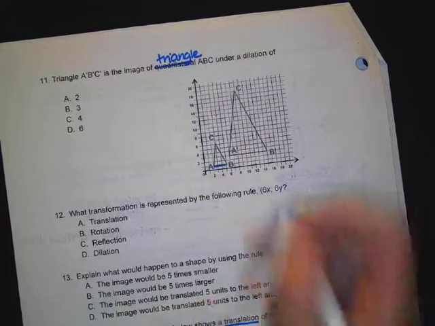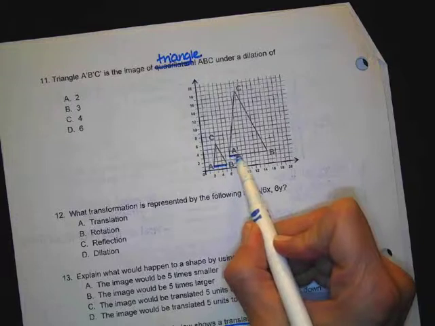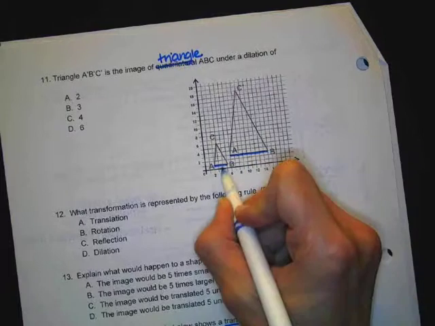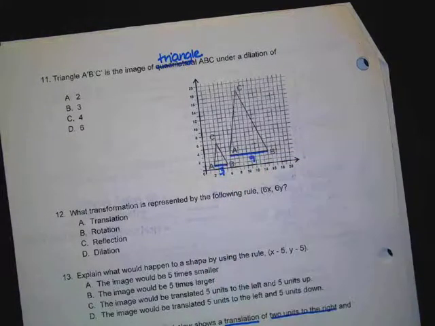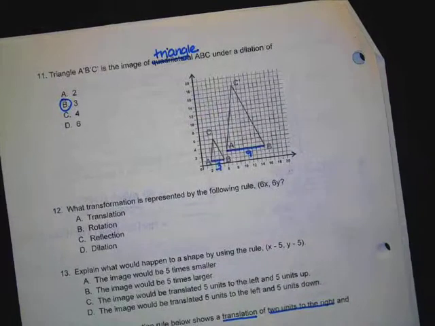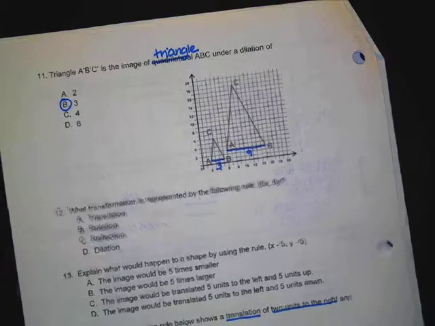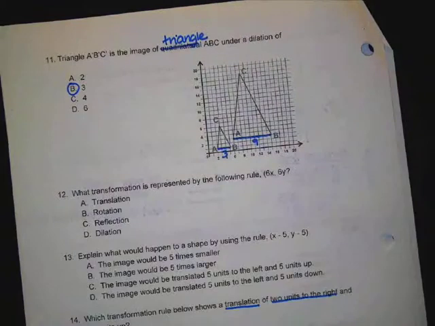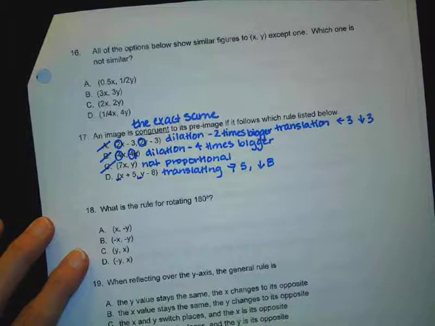How are we doing on time? We are almost there. We just did this one. We need to hit 18 yet. What is the rule for rotating 180 degrees? I'm going to go back and look. With 180 degrees, they stayed in the same place and they both became the opposite. So it would have to be B. They stay in the same place and they're both the opposite. It'd be A. No, wait, yeah, it would be B.